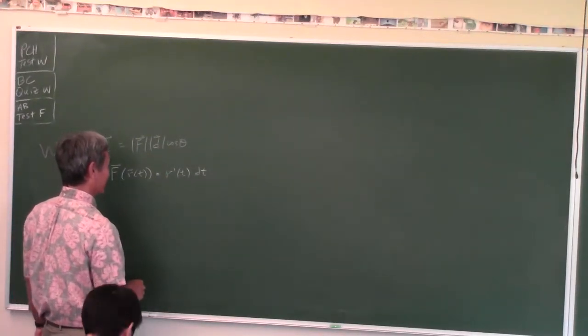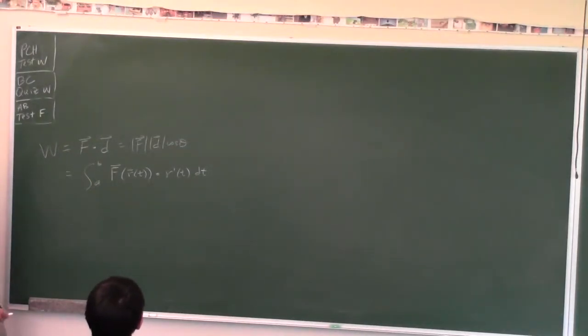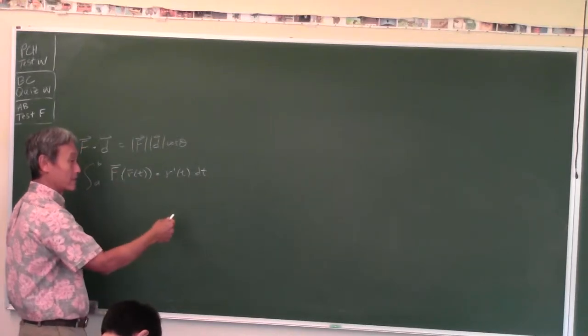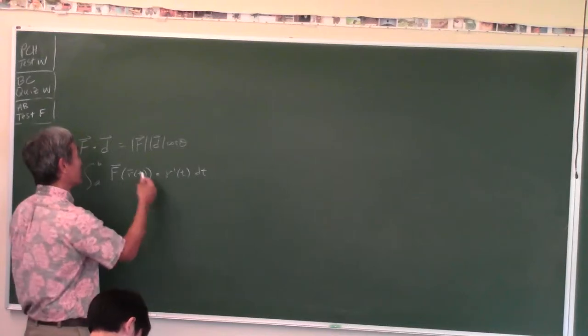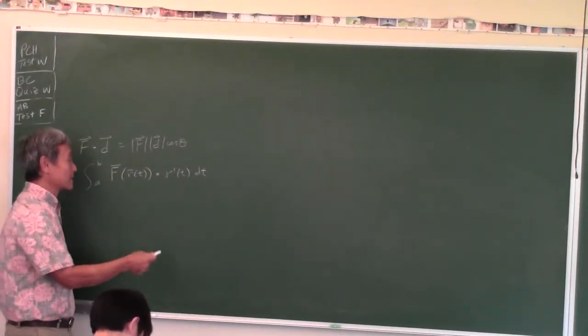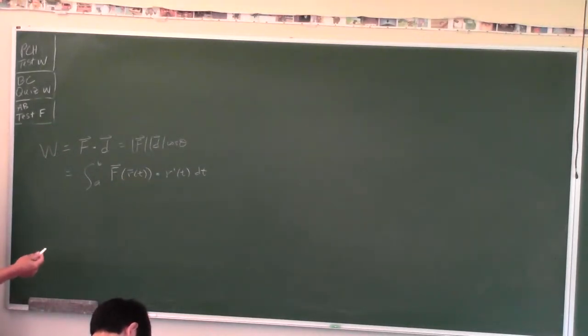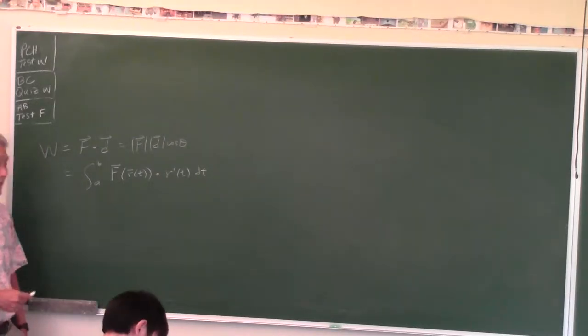What is r? Velocity? Position. r is always the position vector. So r prime would be the velocity vector. What happens when you integrate the velocity vector? Acceleration? No, you get position, which is the displacement vector, right? And then when you dot it with the force, that's work. Yeah, so it makes sense. So tonight's homework, you're just computing it, so it's easy.